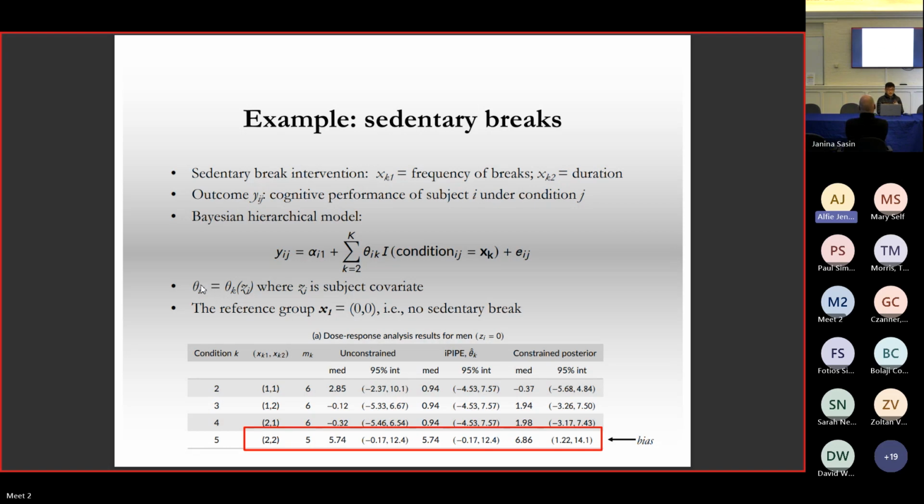So this is an example in which we actually use IPipe in the context of a hierarchical model. Because each participant in this study will be brought back to the lab multiple times. And each time, they will have different conditions in terms of combination of break frequency and break duration. So the idea is, how do we model those and look at the effects of the data.